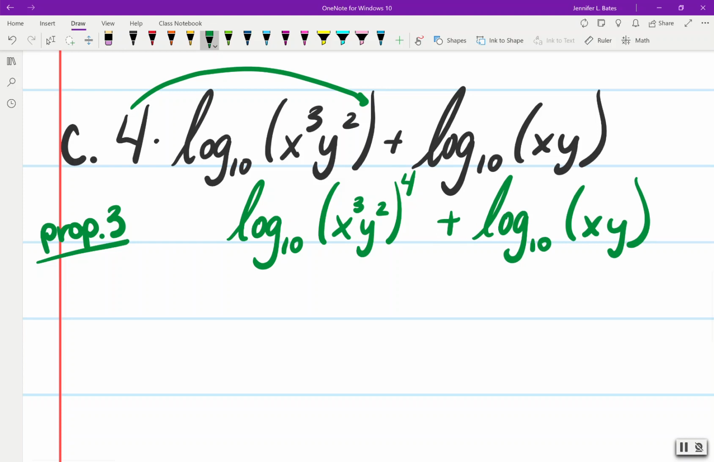Now let's simplify this first log, because I have x to the third y squared all to the 4th power. If I simplify this using my exponent rules, this is going to become x to the what? What do I do with the 3 and the 4? Very good. I'm going to multiply them. So this is going to become x to the 12th power, y to the 8th power, because we are multiplying the 3 and the 4 and the 2 and the 4.